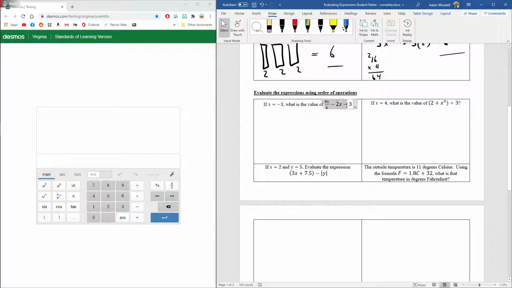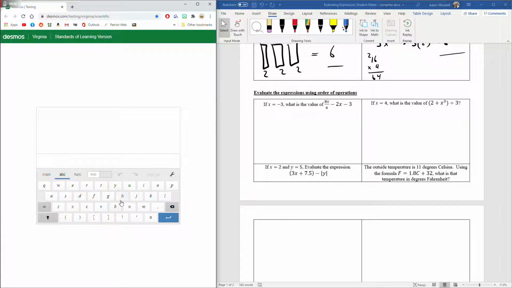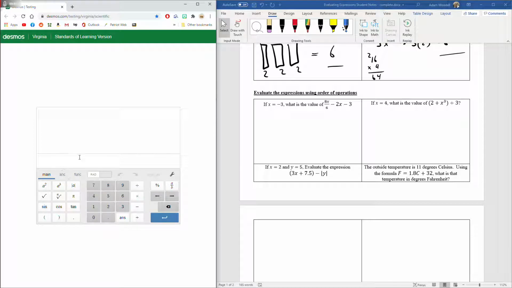So I'm starting with my expression. The most important part about using Desmos here is making your Desmos screen look exactly like the question here. So if you guys didn't know, you can type in your numbers, but if you also hit the ABCs, you can type in the letters as well. So I'm going to try and make my Desmos screen look like what it shows here.